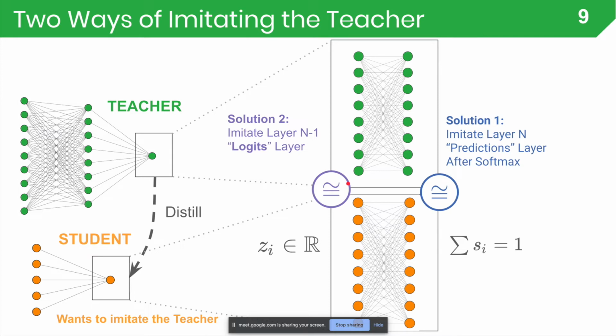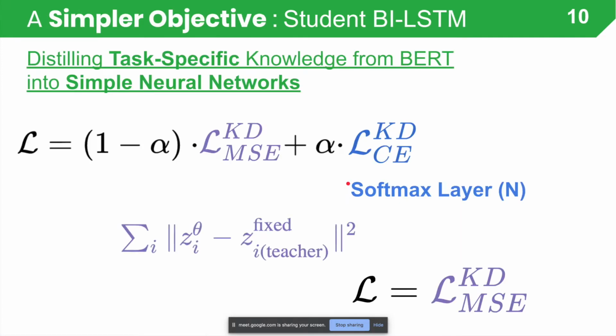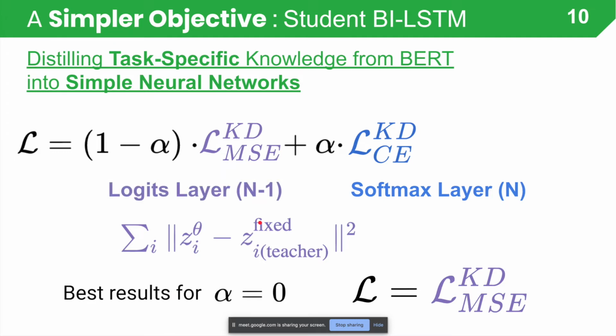And this second point of view is brought forth by my second reference, which says that the new objective function is going to be an interpolation between what we've just seen, the knowledge distillation cross entropy, and this criterion, the mean squared error criterion between the logits of the teacher at the layer n-1. And they show experimentally that the best results are obtained for alpha equals 0, so the loss is only the mean squared error. The experimental setting for this paper is to distill the knowledge from a BERT network into a bi-LSTM.